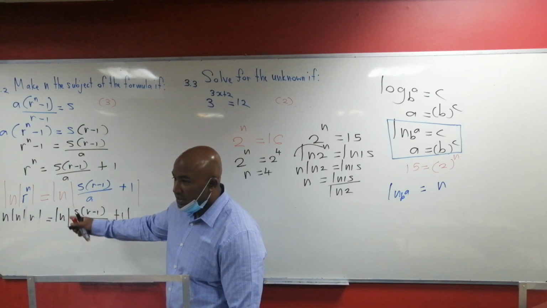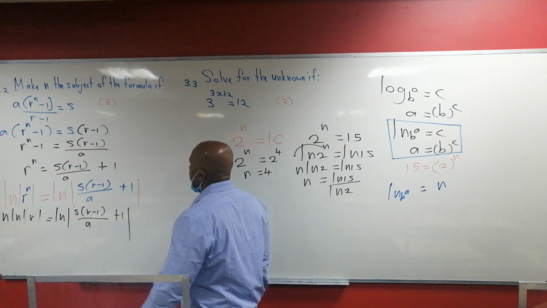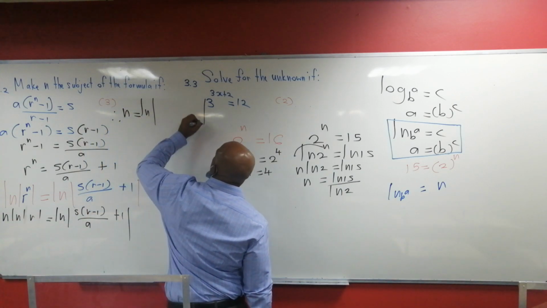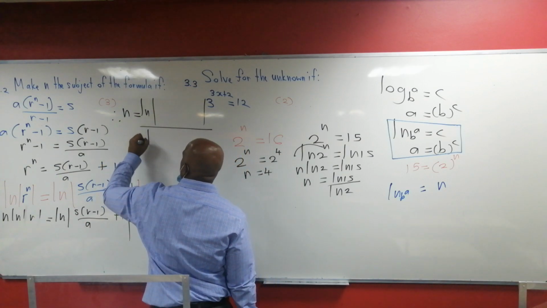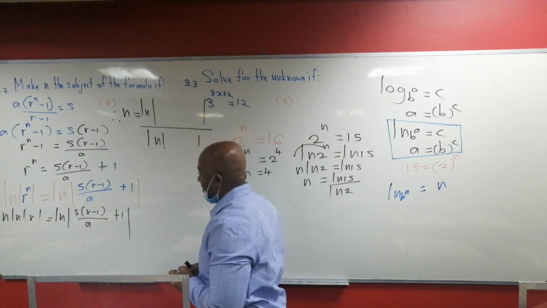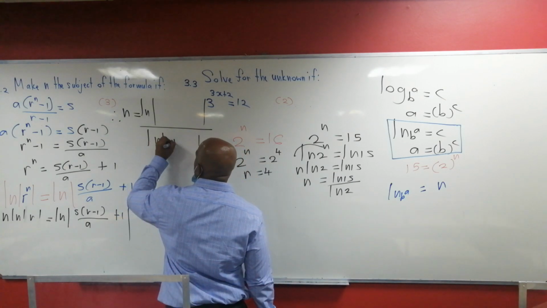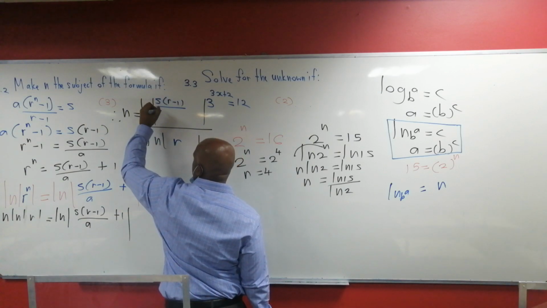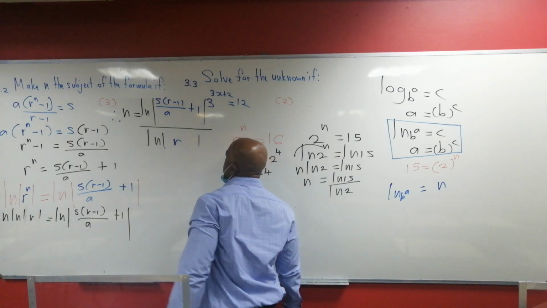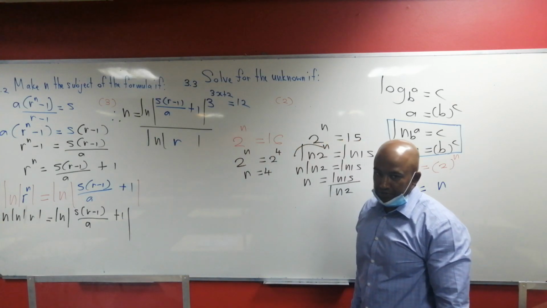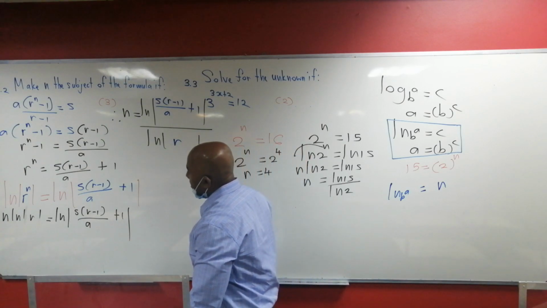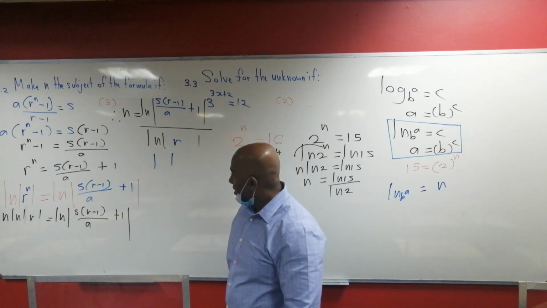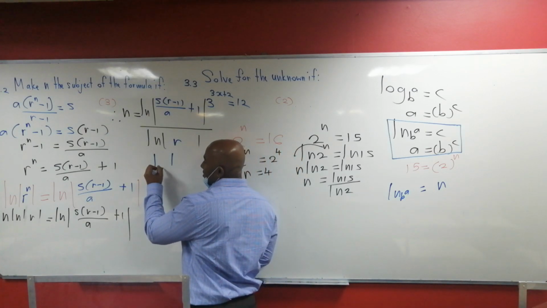And now all I have to do is divide. Therefore, n is equal to ln of everything there divided by ln of what you have here, so divided by ln r. So this is ln of s times r minus 1 over a plus 1, all divided by ln r. Right, so notice I put these two lines here. Whenever you're introducing logs, we're going to put these absolute value bars.